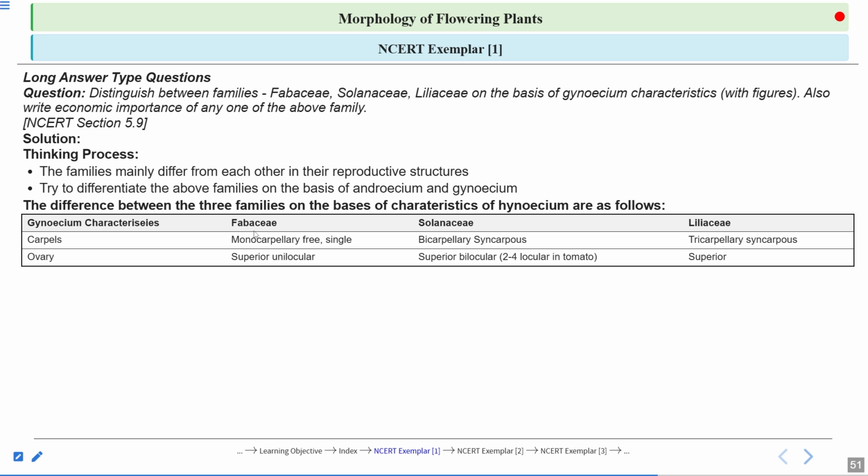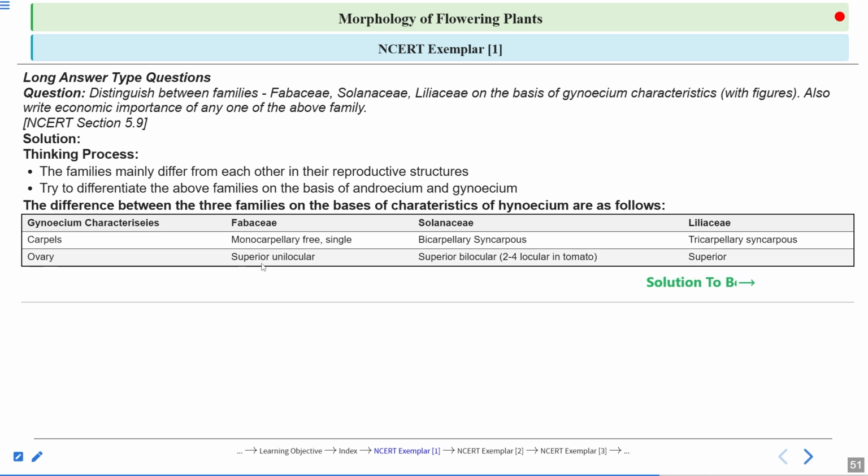In the case of Fabaceae, monocarpellary ovary, free and that is single in number, only 1. In the case of Solanaceae, bicarpellary and syncarpous. Two carpels are there, but they are fused together. So it is syncarpous condition. Liliaceae, tricarpellary. 3 carpels are there and all the 3 carpels are again fused together. That is the syncarpous condition.